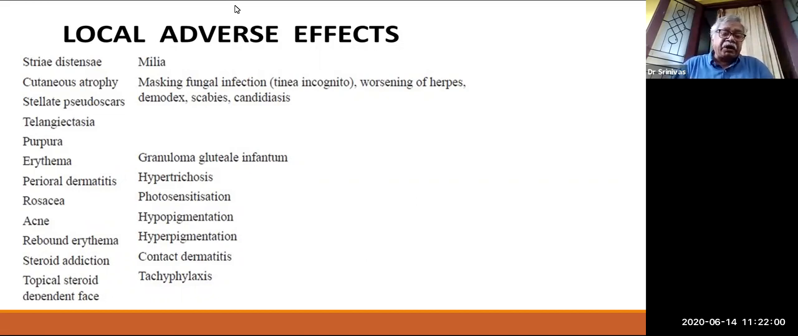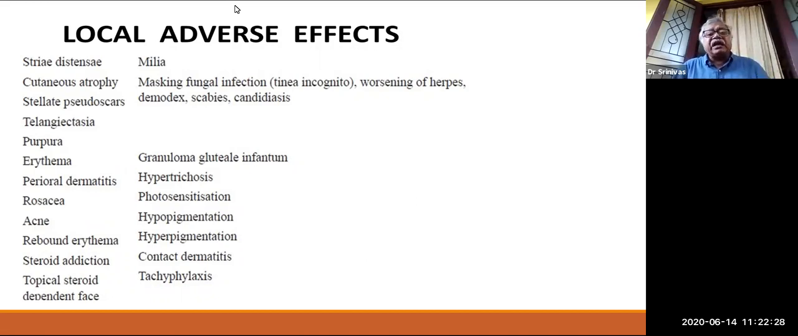Rebound erythema, I told you. And what happens if a person goes on applying this topical steroid over a long period of time? The skin becomes used to this topical steroid. Then when you stop it, the skin cries for the topical steroid. This occurs over the face and over the scrotum and the crural region, and we have multiple names for this, like topical steroid damaged face, topical steroid dependent face, and some other names.